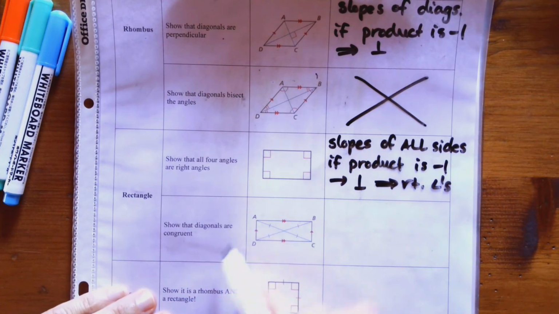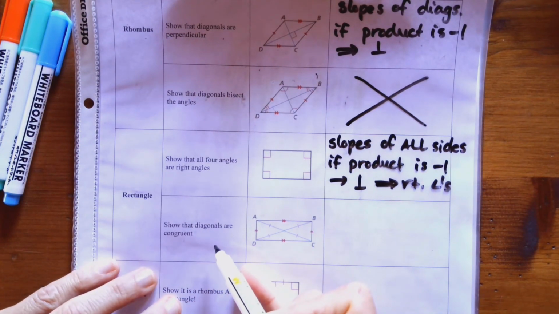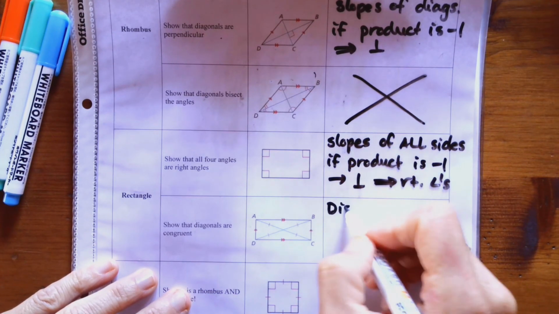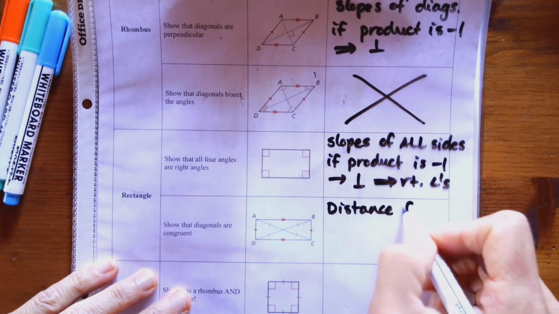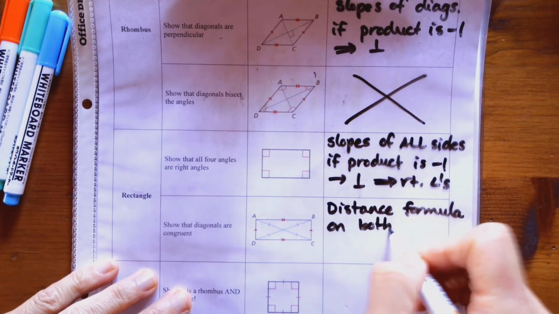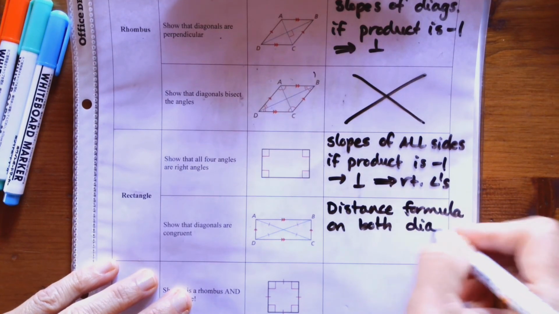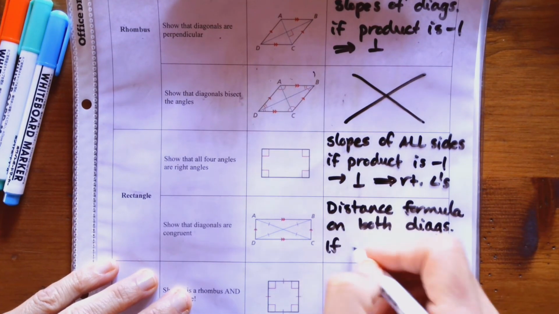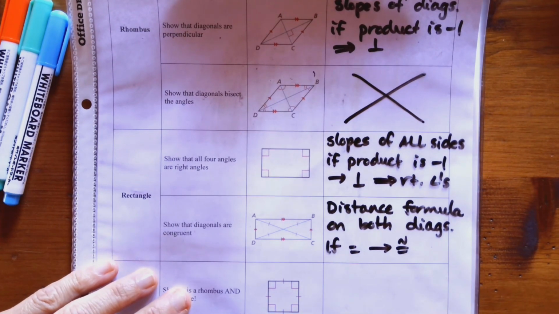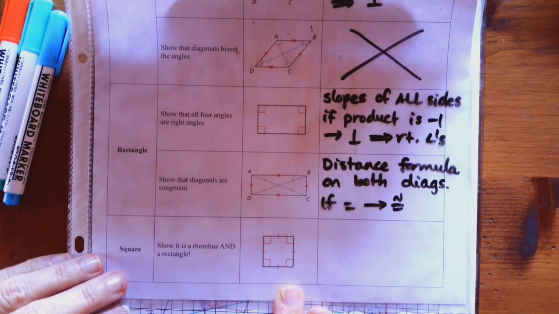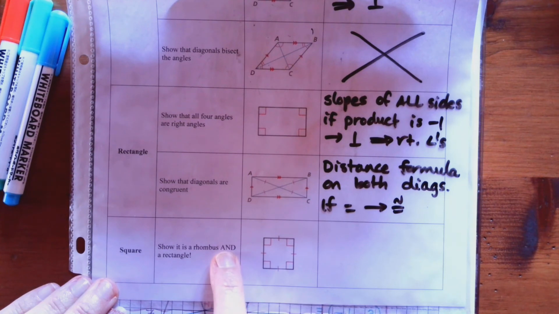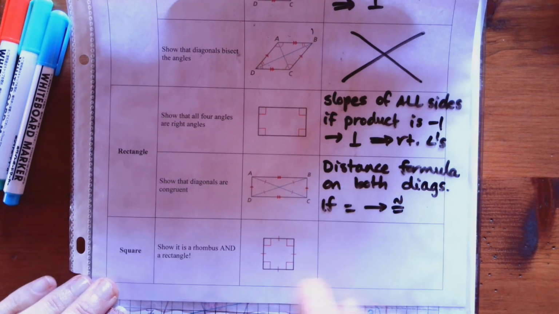If you want to show a rectangle by showing that the diagonals are congruent, then again, you're going to have to use the distance formula on both of the diagonals. On both. If they're equal, then you get congruent. And then last, but not least, if you want to show it's a square, then you have to show it's a rhombus and a rectangle. It's got to meet both definitions.